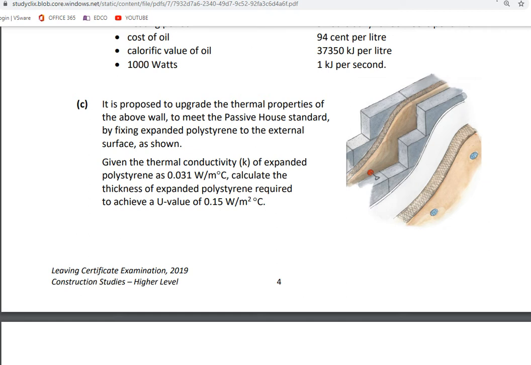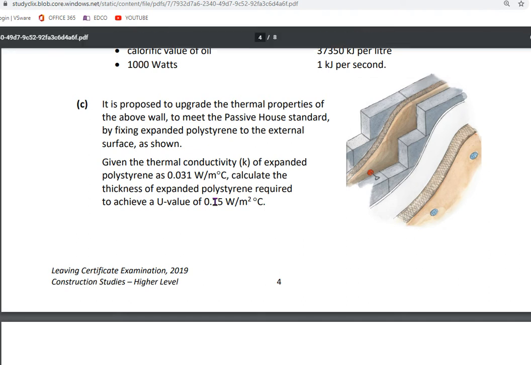Given the thermal conductivity K of expanded polystyrene as 0.031, calculate the thickness of expanded polystyrene required to achieve a U value of 0.15 watts per meter squared degrees Celsius. The important thing here is to remember, what are you trying to calculate? You're trying to calculate the thickness of insulation. How much insulation do they have to stick onto the house so that you end up with a U value of 0.15 watts per meter squared? So it's a thickness value, it's a T value.